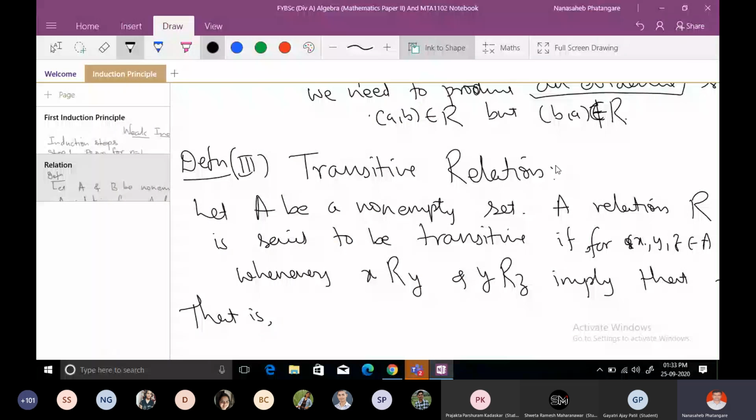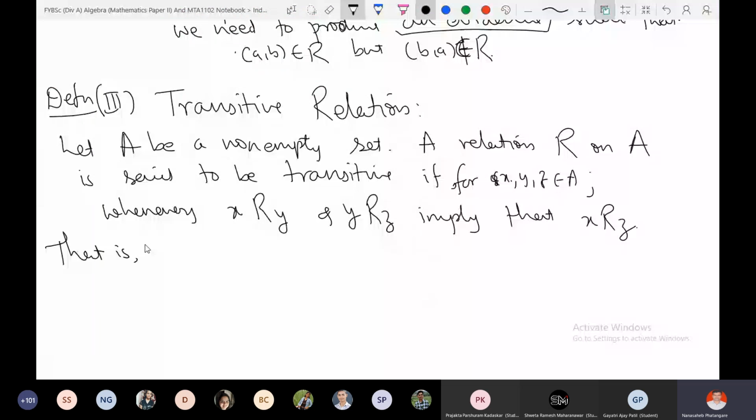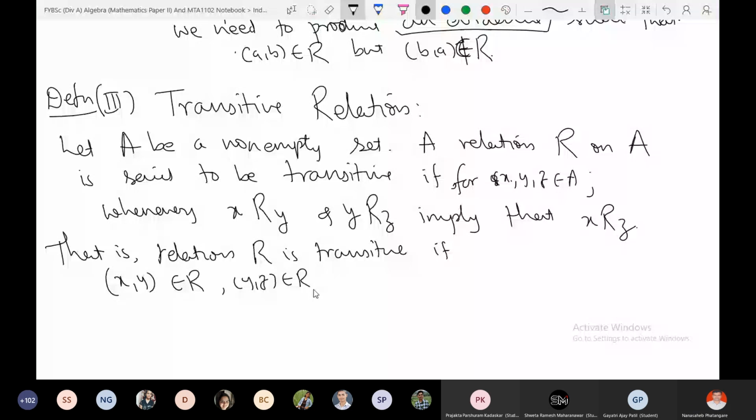So that is, whenever the relation R is transitive, if (x, y) belongs to R and (y, z) is in R, implies (x, z) is in R.